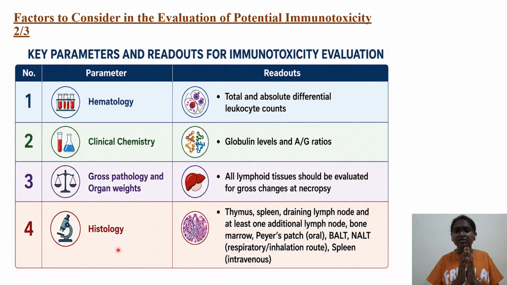Then histology. Histology coming to all the immune related functions, organs will be like thymus, spleen, lymph nodes. In the case of respiratory system, you have to look for BALT and NALT. In the case of stomach lining, you have to look for Peyer's patches. So these things, whether there are any histological changes, you have to check under the microscope.